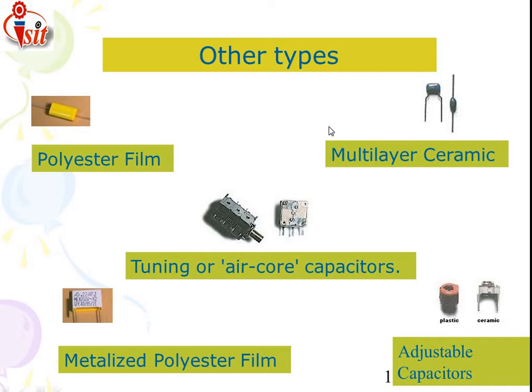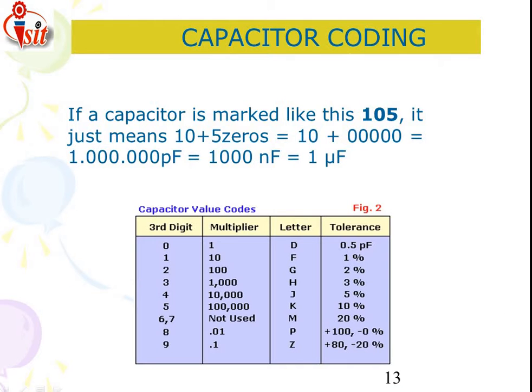These are the other types of capacitor: the polyester film capacitor, then the multi-layer ceramic capacitor, then the tuning or air core capacitor, then the metallized polyester film is used over here. Then next is the adjustable capacitor, which is shown over here. Then the capacitor coding, how we are coding that capacitor.